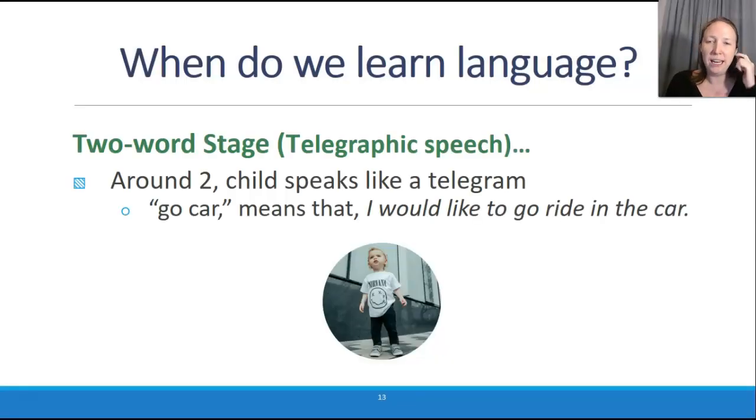At the 2-word stage, we have telegraphic speech, where a child speaks like a telegram. And you might not know what a telegram is, but it was like a very, very early text message sent over telephone wires and clicked onto paper. And you would typically have to pay for each word, so people would make them as short as possible. So around 2, a child would speak like a telegram. Go car means I would like to go ride in a car. So short little sentences.